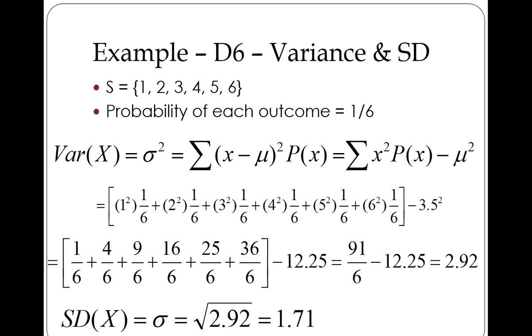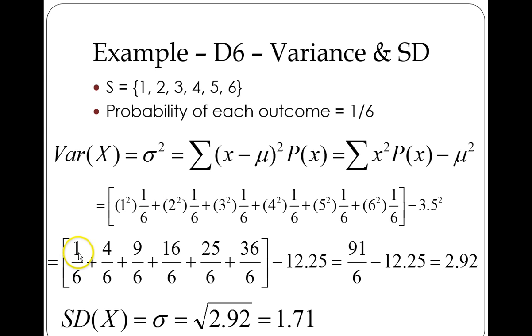The variance for that, remember we said the shortcut way is to take each x and square it, and then multiply it by the probability. We're going to add all of those, and then at the end subtract mu squared. So we're going to take each value: 1 squared, 2 squared, 3 squared, 4 squared, 5 squared, 6 squared. For each one, we're going to multiply it by the probability, which is 1/6. So we'll get 1/6 on each of these. Then at the end, we're going to subtract the mean that we just found, the 3.5 squared.